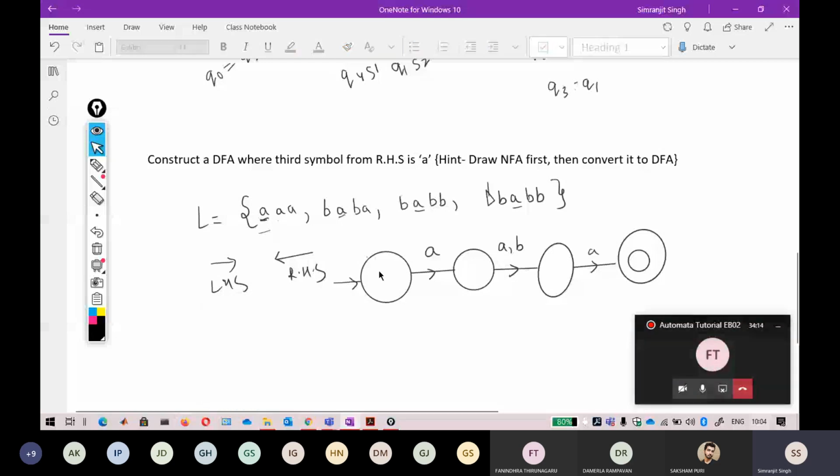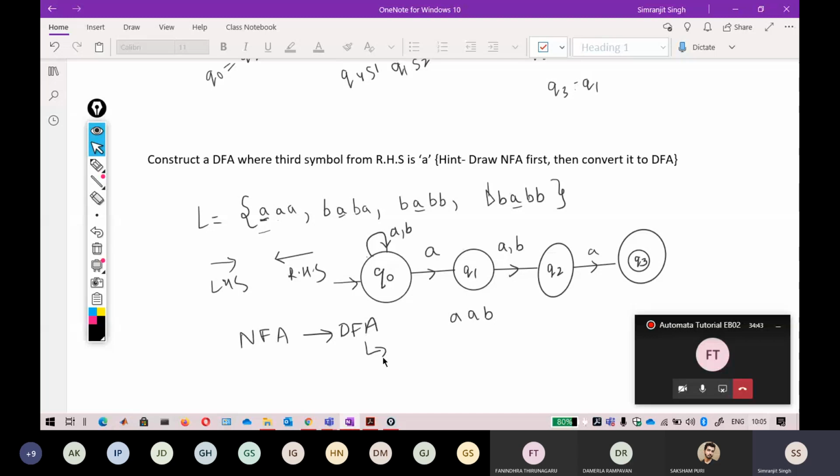So this will be your NFA, but there's a little bit of a problem. Obviously, it is only accepting a three-length string, so I have to increase the length of the string. So yes, this will be your final NFA. Now you just have to convert it into a DFA, using the method that I've told you.